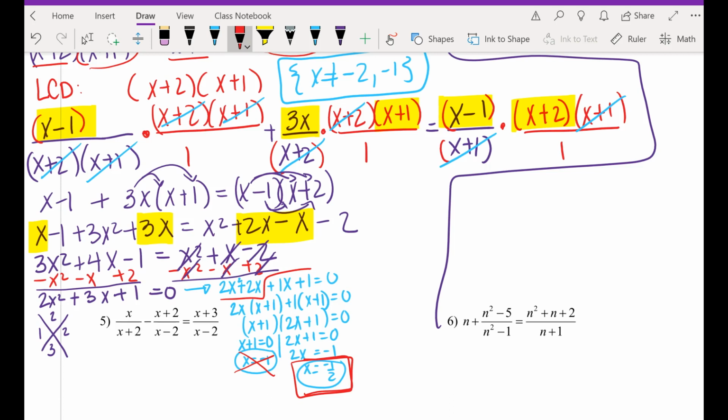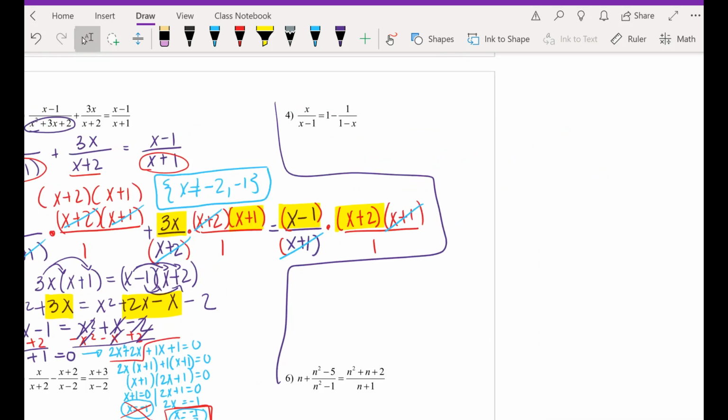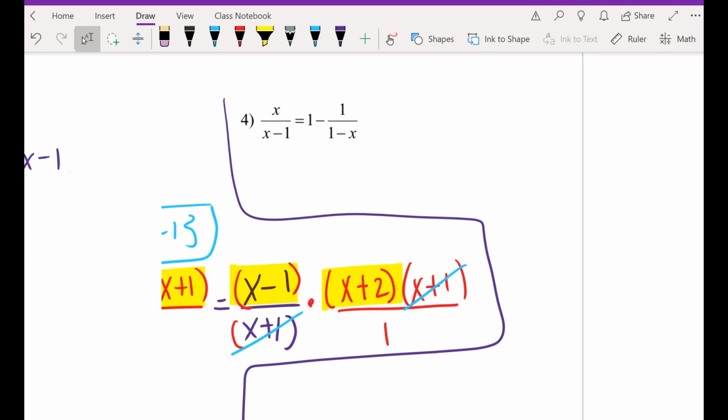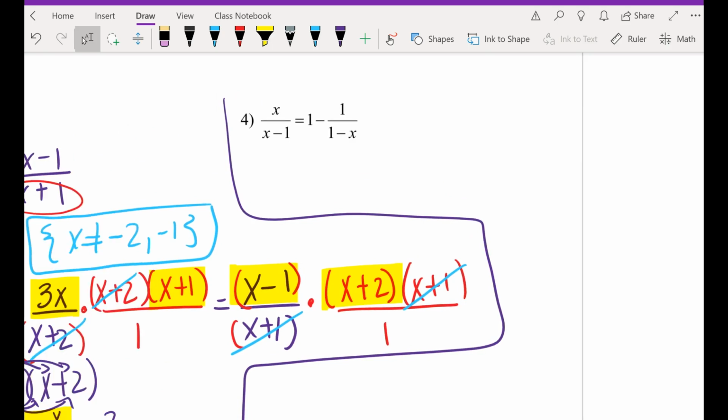So now we're going to try the same thing for example 4, but I'm going to try to write a lot smaller. Example 4 says x over x minus 1 equals 1 minus 1 over 1 minus x. Before I do anything, guys, I'm going to write this in order. So this is going to be 1 minus 1 over negative x plus 1.